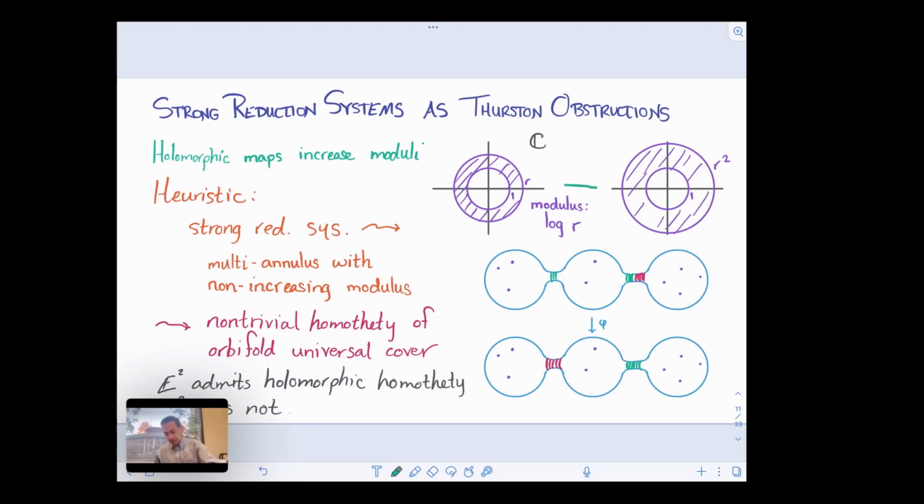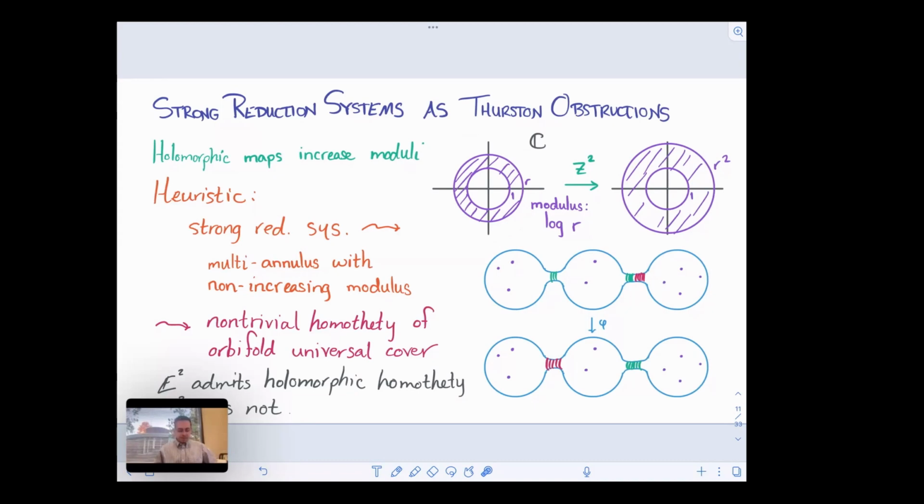So here's the map z squared. The modulus of this annulus is log r just by definition. And if I apply z squared, it becomes this annulus. And when I take logs, it's 2 times log r, it's log of r squared. And so the modulus multiplies by 2. So you should think of holomorphic maps as making moduli of annuli bigger. Okay, and up to change of coordinates, every holomorphic map restricted to an annulus looks like this picture.